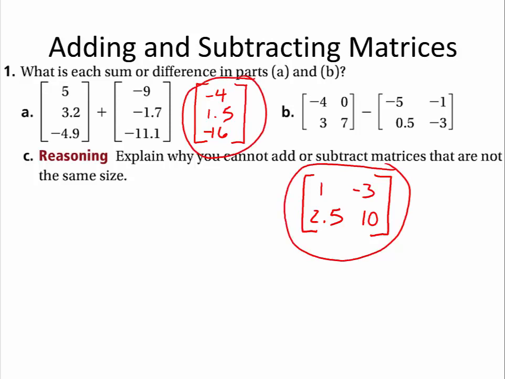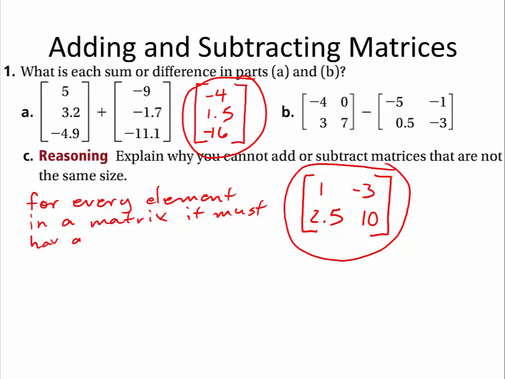All right, for C, it says reasoning. Explain why you cannot add or subtract matrices that are not the same size. So basically, why would we not be able to take like this matrix and add or subtract it to a 2 by 2 matrix? Because for every element, which means the number, for every number in a matrix, it must have a pair in a corresponding position. Corresponding means the same size.